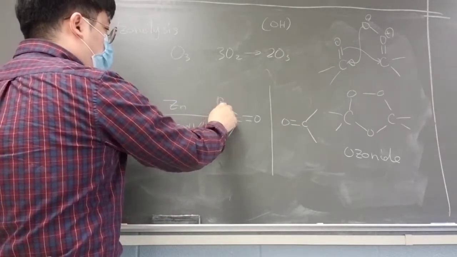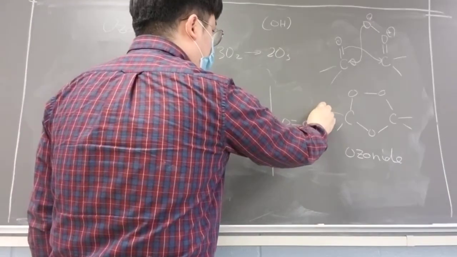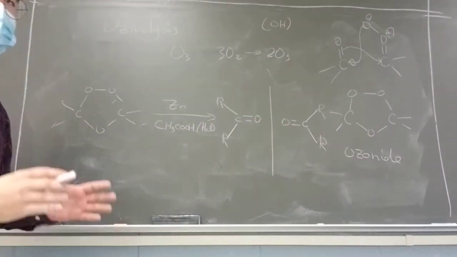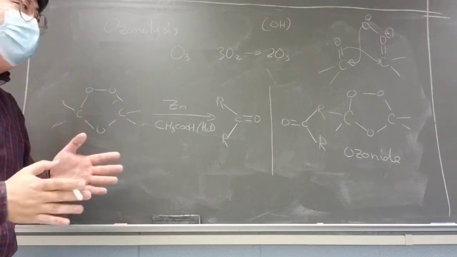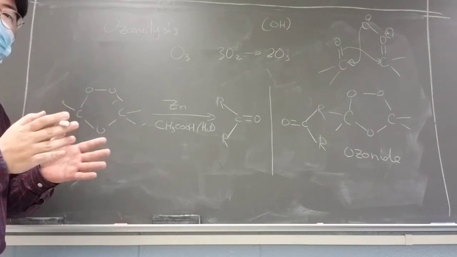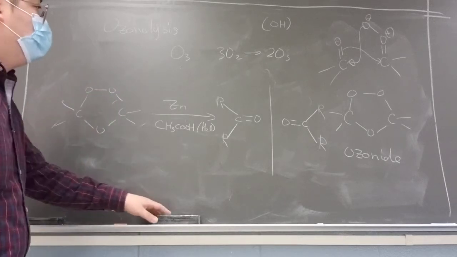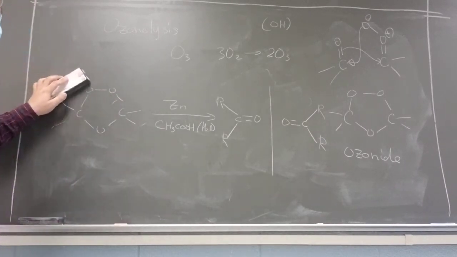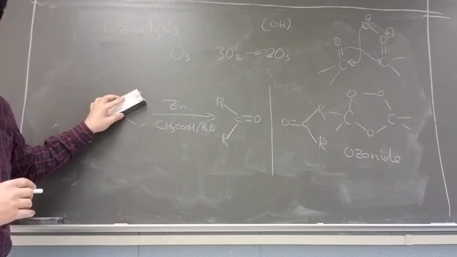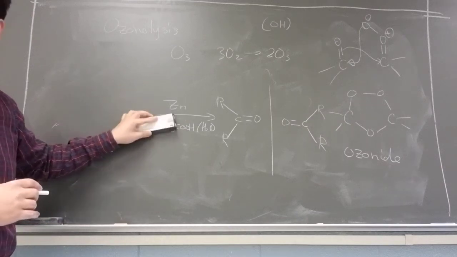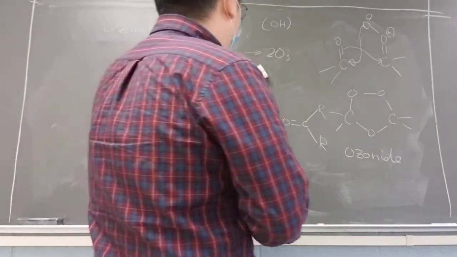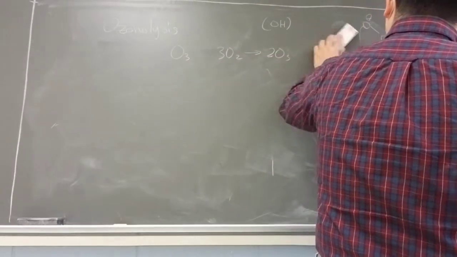So whatever the R group you had over here, it will just be separated. So now you cleave where you can find the double bond, with the two compounds with the carbonyl groups there. Let me give you an example. It will make more sense now.